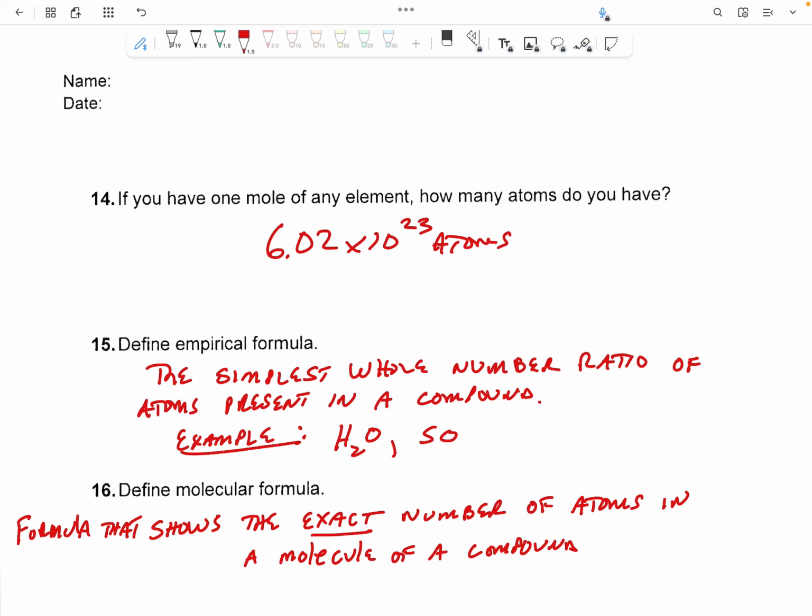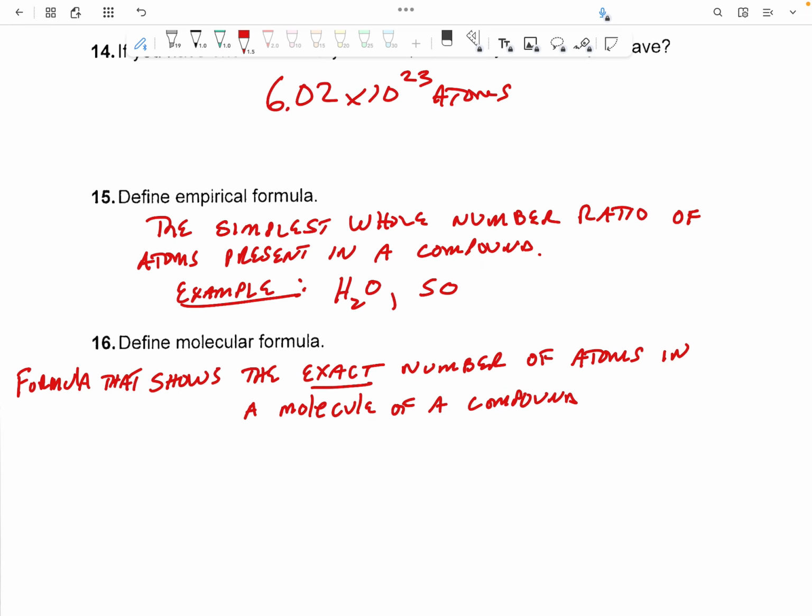Two more. Empirical formula: the simplest whole number ratio of atoms present in a compound. So H2O is an empirical formula, and SO over here is an empirical formula. You cannot reduce those subscripts down any further for either one of those. The molecular formula shows the exact number of atoms in a molecule of a compound. Like if we had H2O, we could make that a molecular formula by saying H4O2, and SO could be S2O2 as an example.